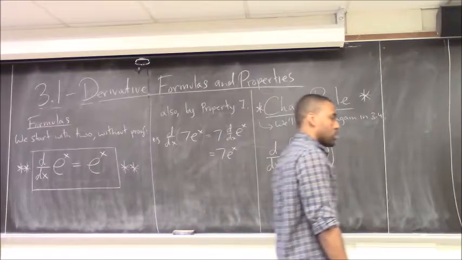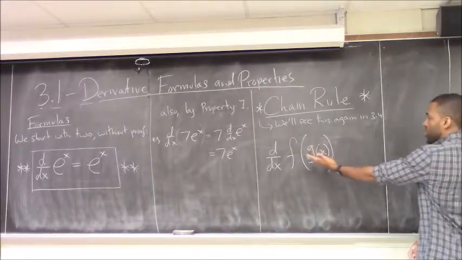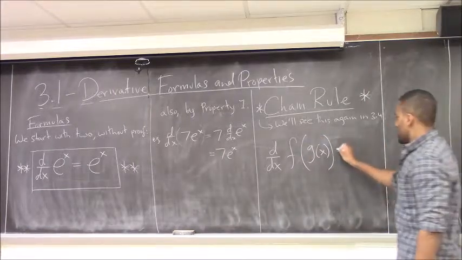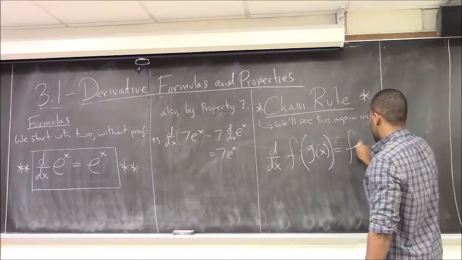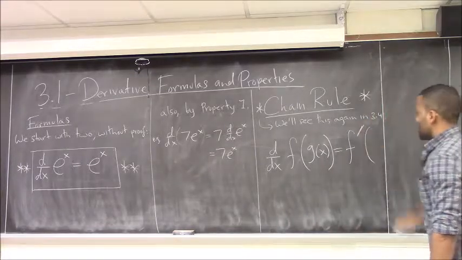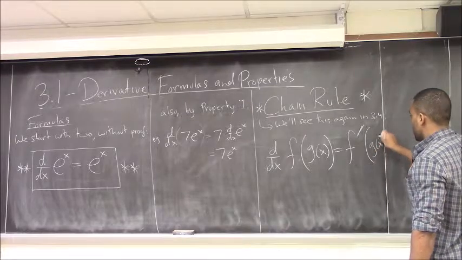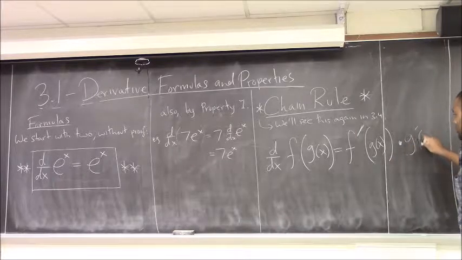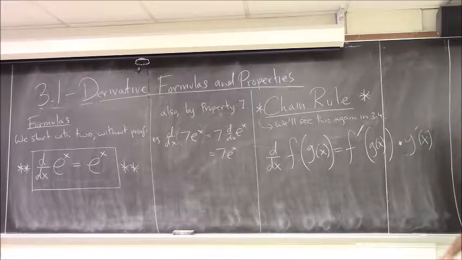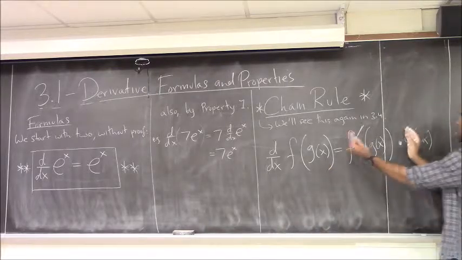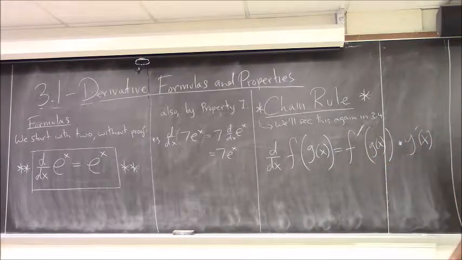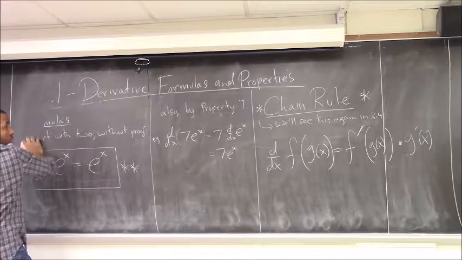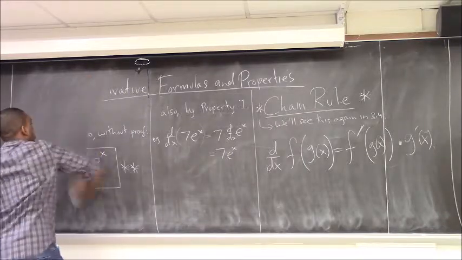So it talks about how to differentiate composite functions. I'm not just differentiating f of x, I'm differentiating f with a function plugged inside of it. Okay? So this is the rule. The rule says you differentiate the outside function, leave the inside function alone, then multiply by the derivative of the inside function. So it turns out that's how you differentiate a composite function. You differentiate the outside, then multiply by the derivative of the inside. That's the idea. Let me give you an example with that.